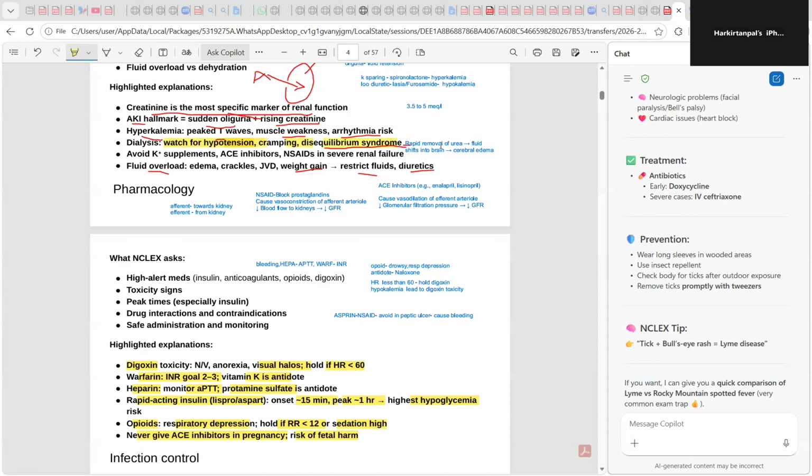Why? Because the urea is rapidly removed from the blood. So what happens? The fluid can shift into the brain. It can lead to what? Cerebral edema, so it will affect the brain. It can cause confusion and loss of balance. That is the disequilibrium syndrome. Rapid removal of the urea can cause shifting of the fluid into the brain cells and cause cerebral edema. So that is the main thing.